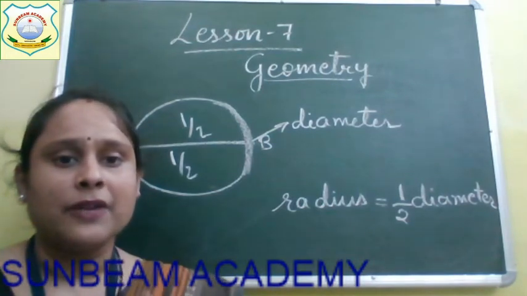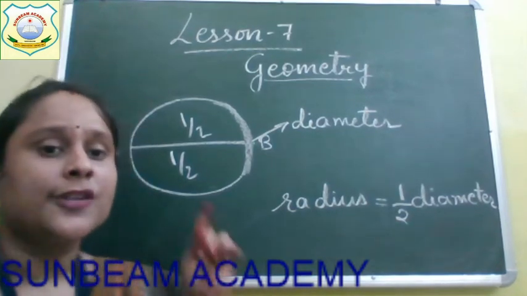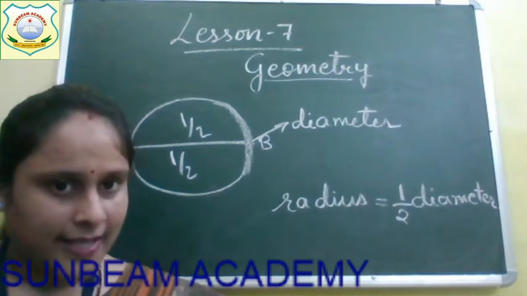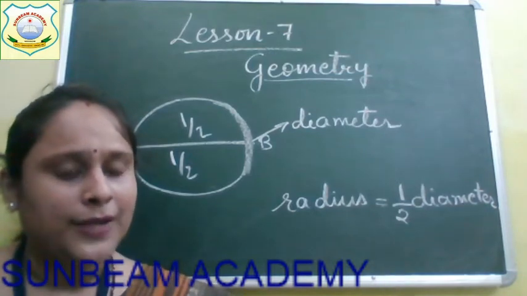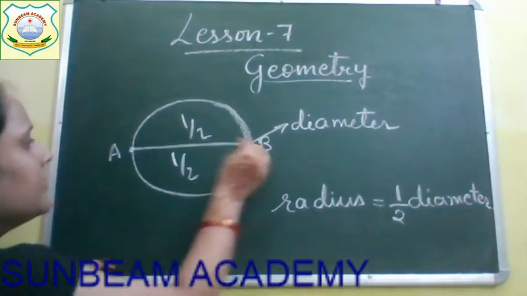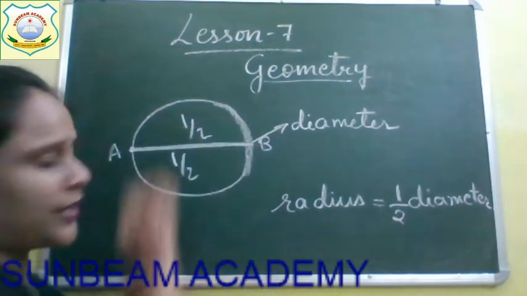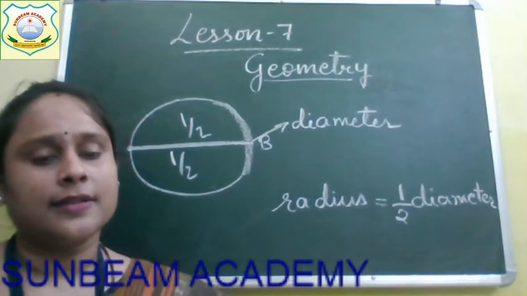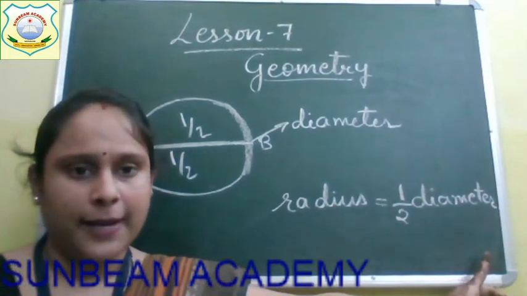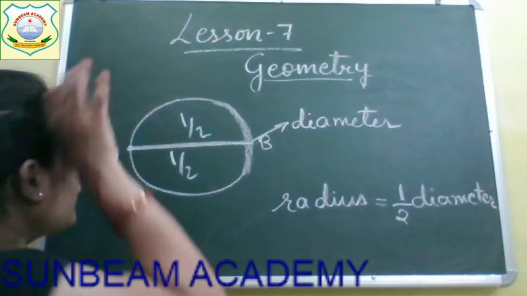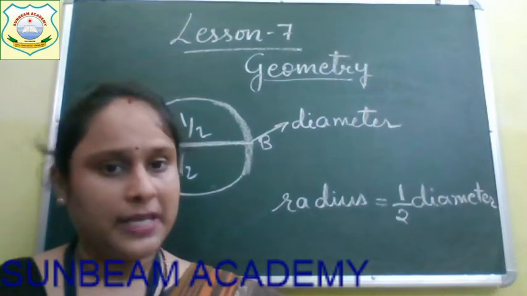Diameter is a line segment which divides the circle into two equal parts. It is the line which divides the circle into two parts and it is drawn through the center of the circle. It joins the two end points of the circle. See, these are the two end points of the circle and it is touching both the end points and dividing the circle into two equal parts. Radius is always half of the diameter. Now I hope up to here your concept is clear.